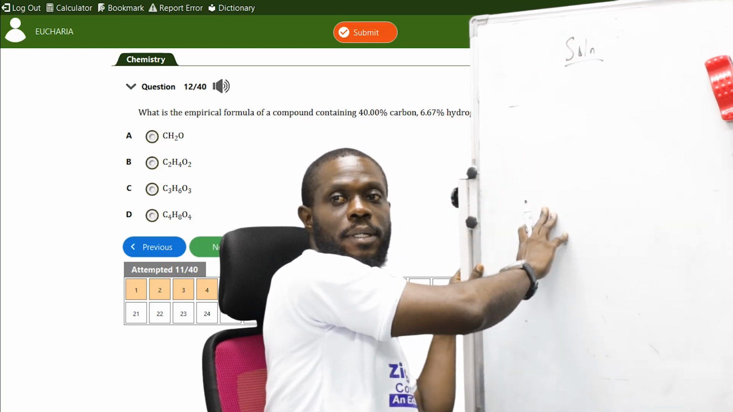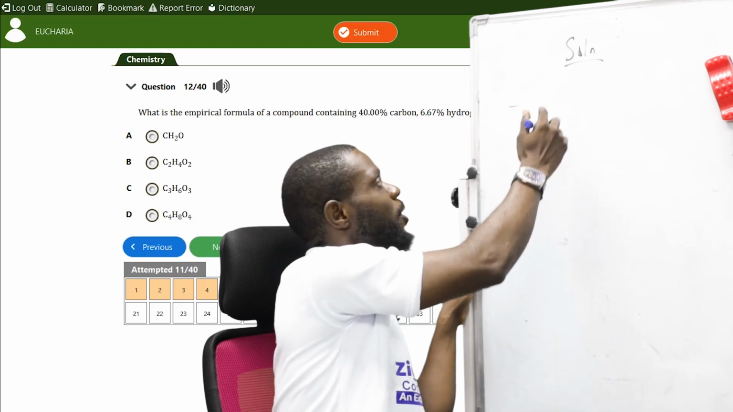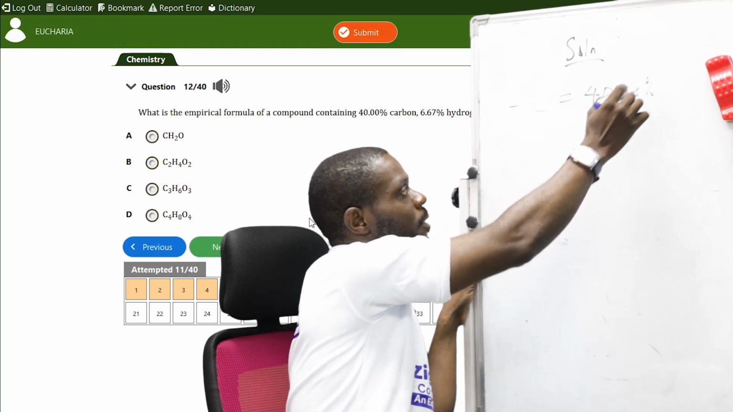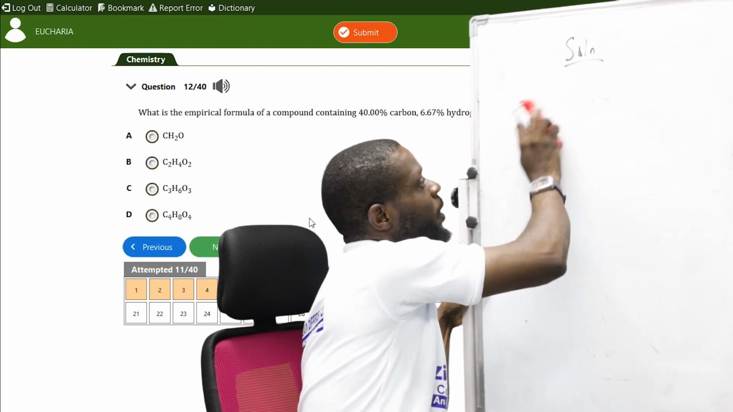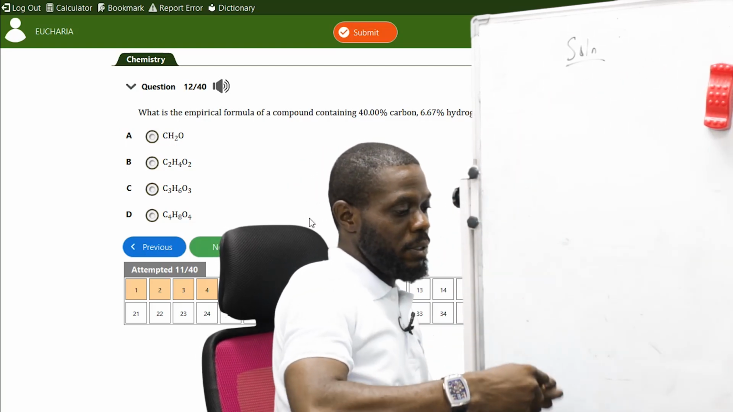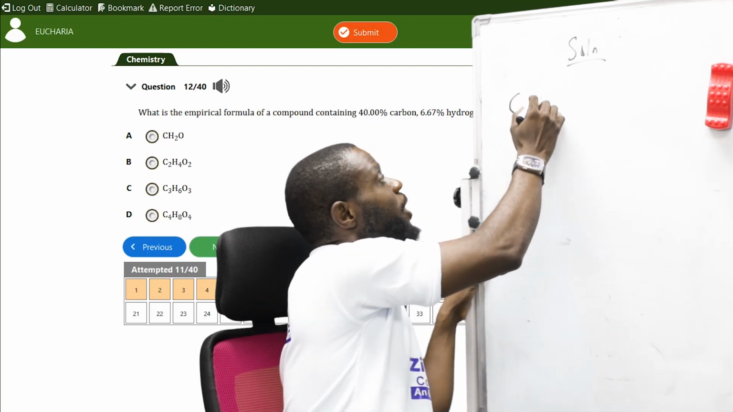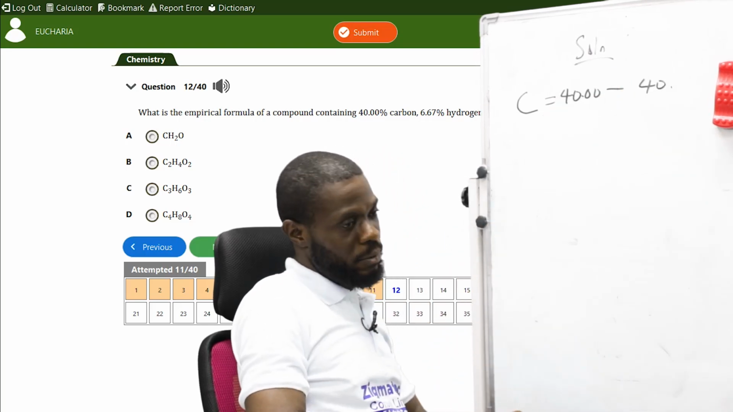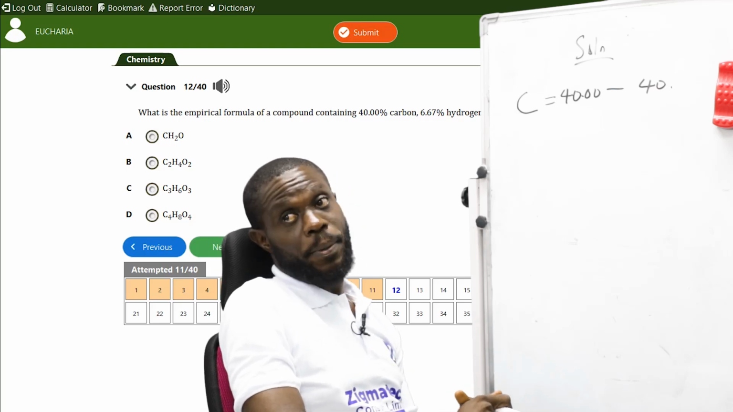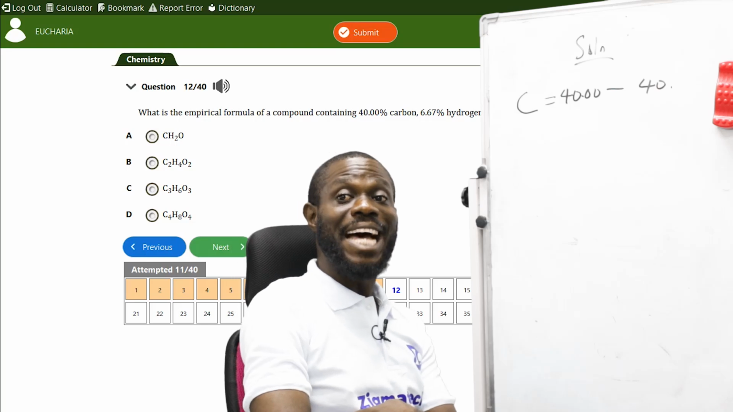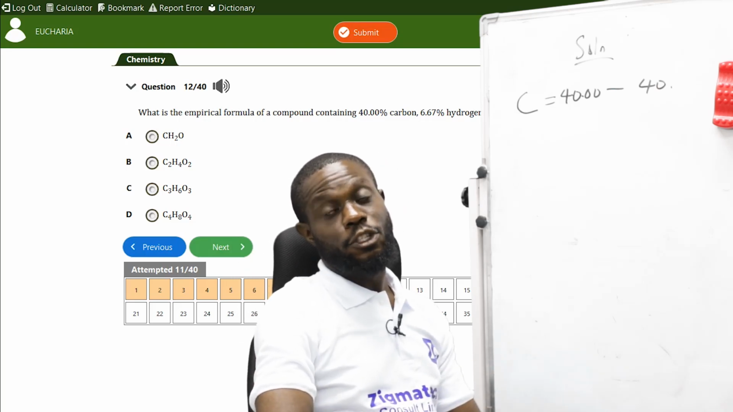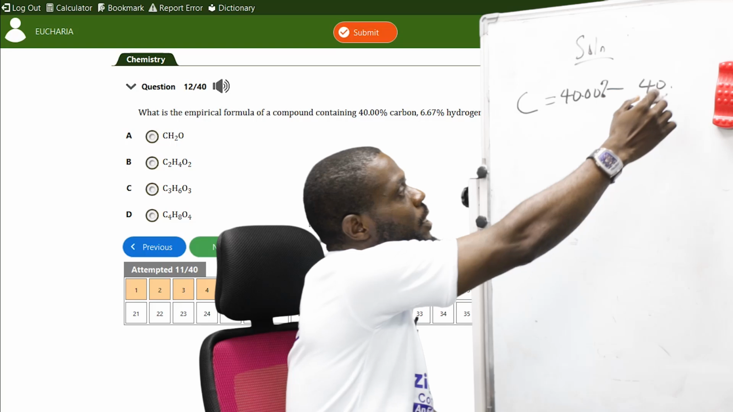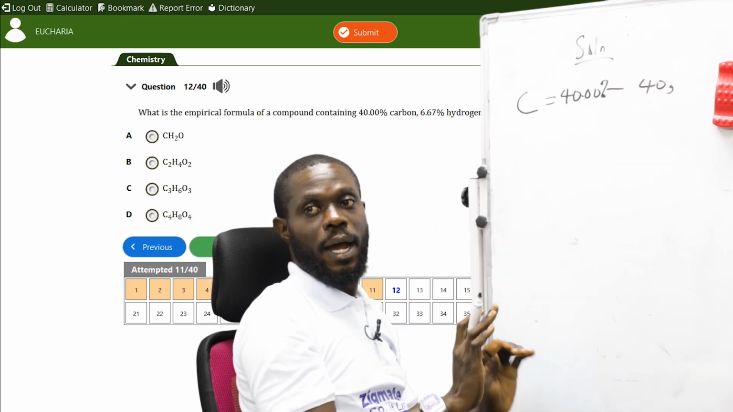They said carbon is 40.00%. Changing 40 of carbon to mass, you still maintain that same 40 in the mass. When you change from percentage to grams in this empirical formula, maintain that same number. There's no conversion, just maintain the same number. So in essence, 40.00% of carbon is still 40 grams.